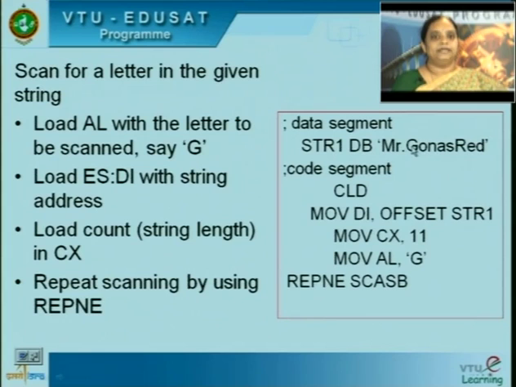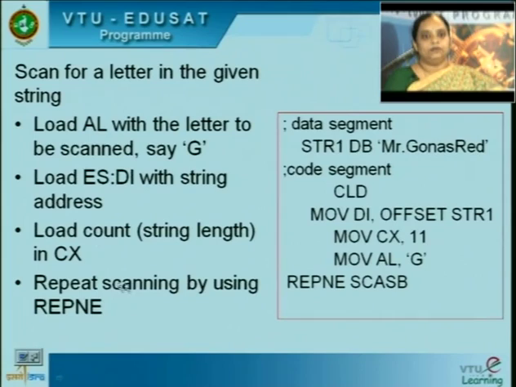To check whether a particular character is present in this string, the letter to be checked, let me say G, you load into the AL register. The string has to be loaded, it is pointed by ES and DI. So your DI has the string address, and once again the direction flag is 0, so it will start from M and end at D. And you have to load the count, that's the string length.